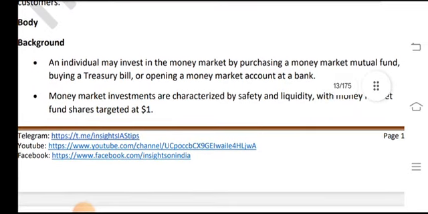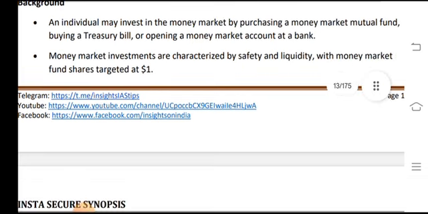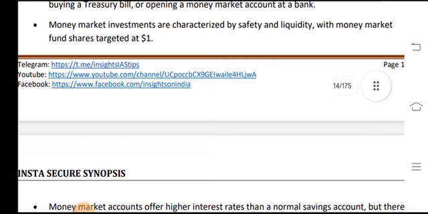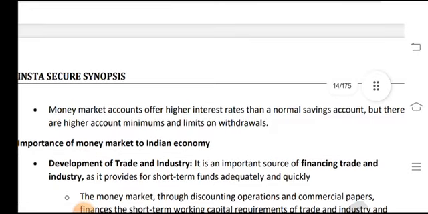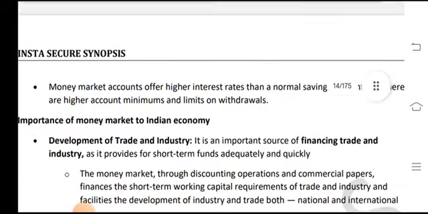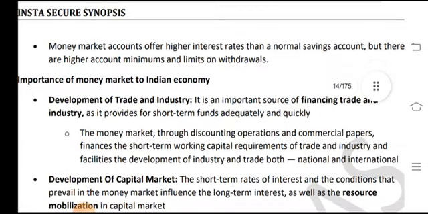An individual may invest in the money market by purchasing a money market mutual fund, buying treasury bills, or opening a money market account at a bank. Money market investments are characterized by safety and liquidity, with money market fund shares targeted at one dollar. Money market accounts offer a higher interest rate than other savings accounts, but there are higher account minimums and limits on withdrawal.